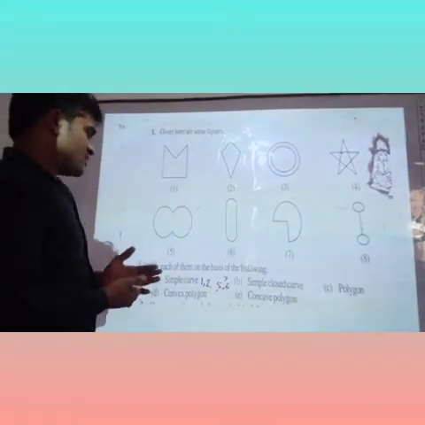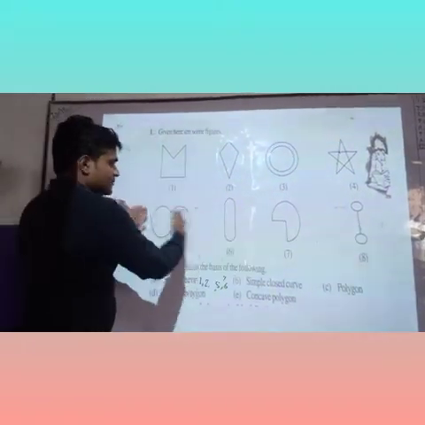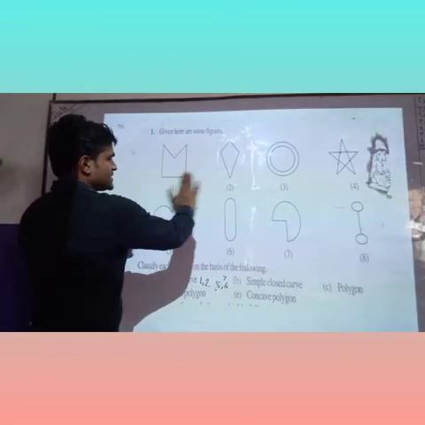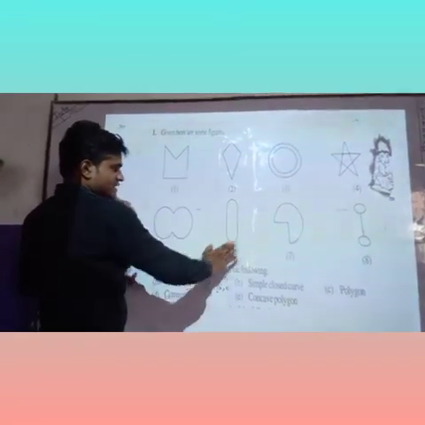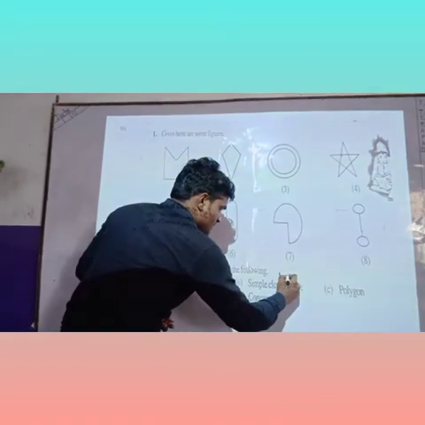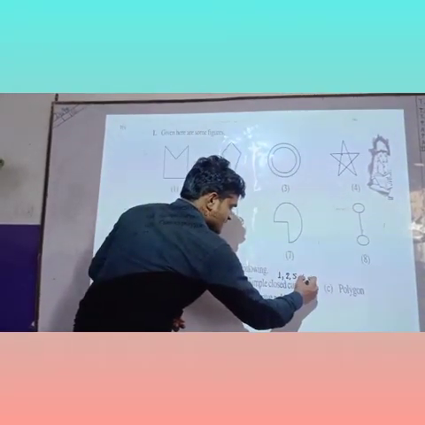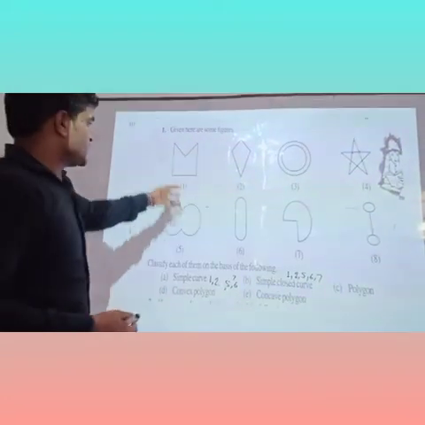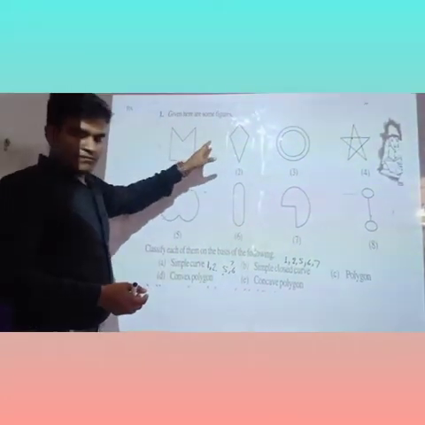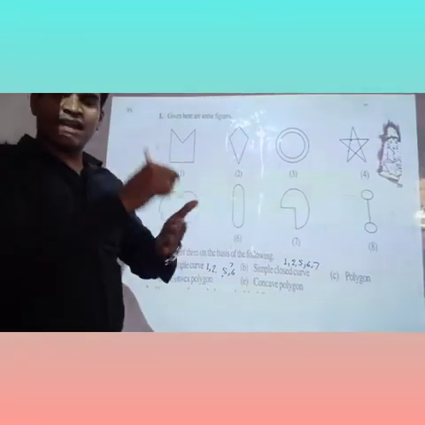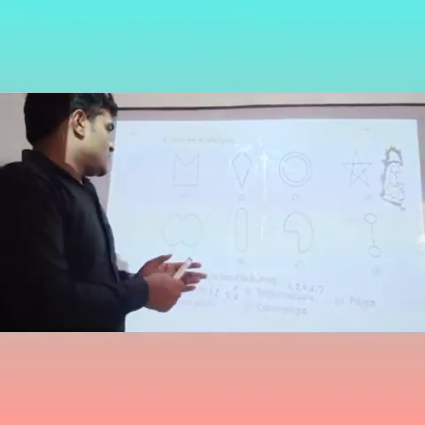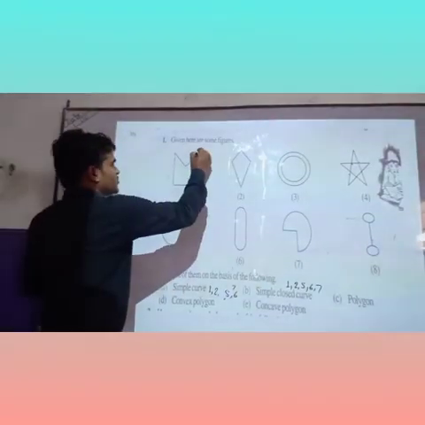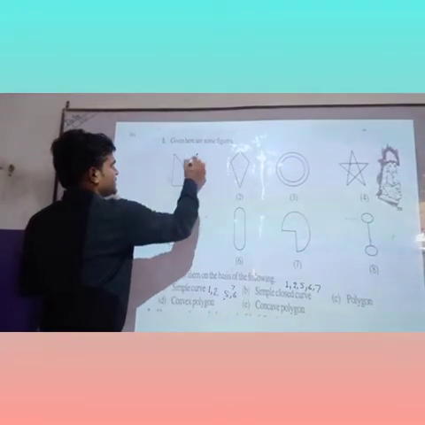Now, simple closed curve. Children, these are simple curves and they are also closed: the first, second, fifth, 6 and 7. So 1, 2, 5, 6 and 7 are simple as well as closed curves. Why is it closed? Its initial and ending points are the same. When we start from here and end at this point, we get back to where we began.